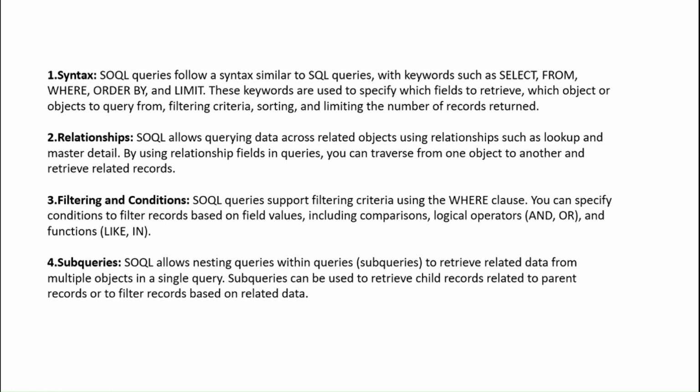Here are some syntax of SOQL queries. SOQL queries follow a syntax similar to SQL queries, right? Already we have learned that. It has keywords such as SELECT and FROM, and also WHERE, ORDER BY and LIMIT. These are all some syntax in SOQL. These keywords are used to specify which fields to retrieve and which object or objects to query from, and also filtering criteria, sorting, and limiting the number of records returned. How many records we want, simply 10 records or 20 records or 30 records, we have to use the keyword LIMIT, right?